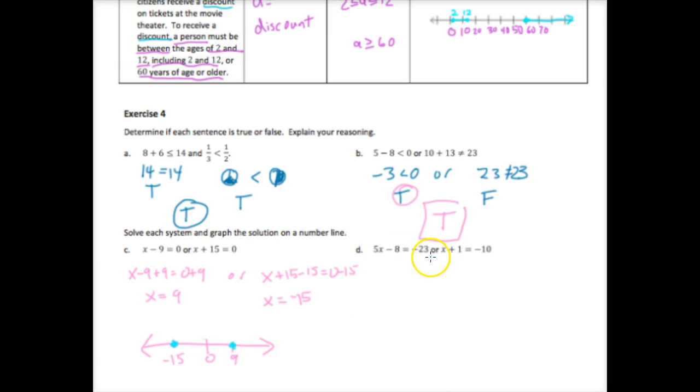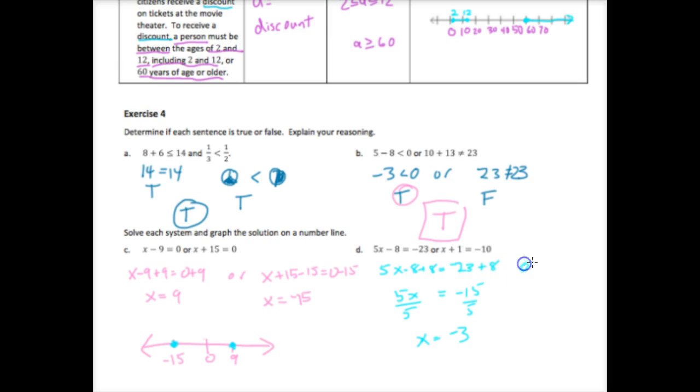All right, move on to the next one. 5x minus 8 equals negative 23. So we'll add 8 to both sides. 5x minus 8 plus 8 equals negative 23 plus 8. Zero pair. 5x equals negative 15. Nice. Oh, really nice. Divide by 5. X equals negative 3.